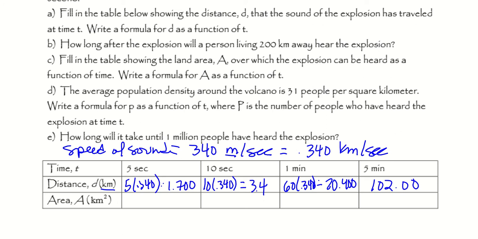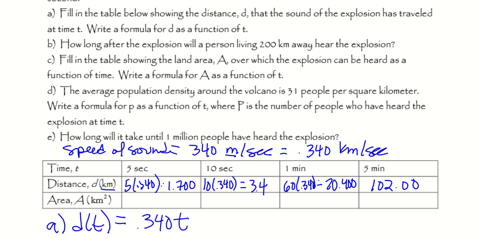So this gives me the distance that that explosion has traveled as a function of t, and we want to write a formula for d as a function of t. So d as a function of t, right, took our time t and multiplied it by 0.340. So we get that for our function of d.